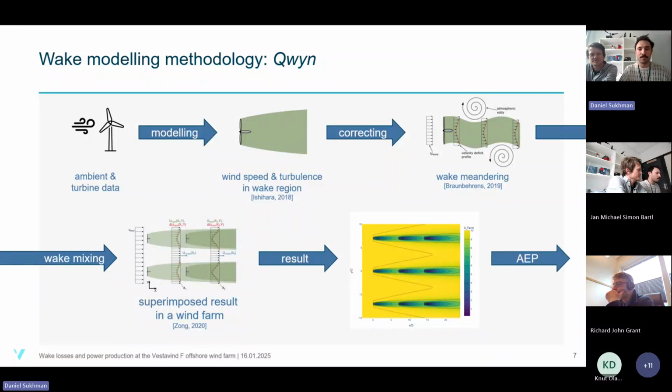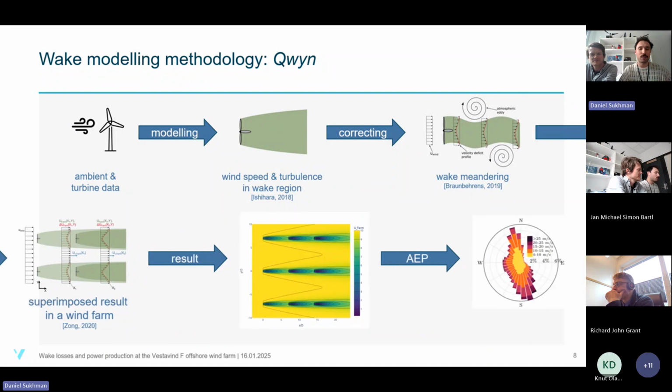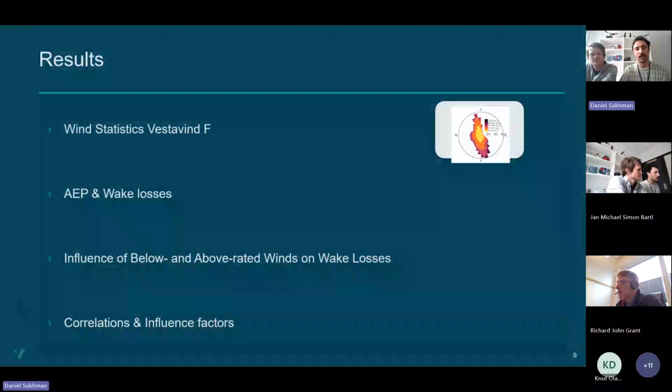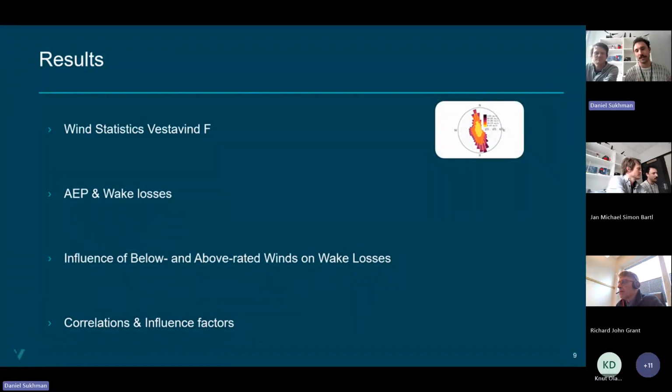But if we want to have an AEP, we need to take care of all kinds of possible wind directions and wind speeds where the windrose comes in. And this is something where it gets interesting, because here we need to look at the wind statistics at Vestavind F, and here I would like to hand over to Jan.